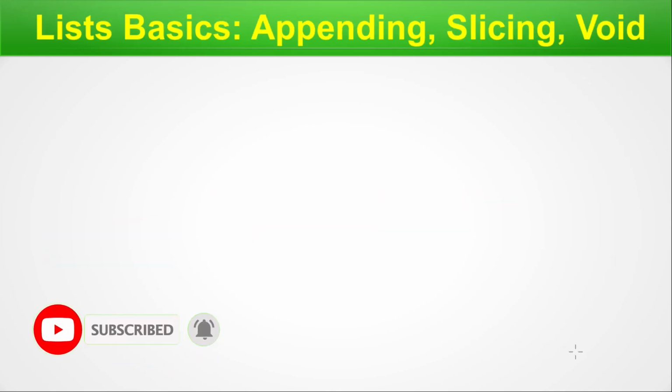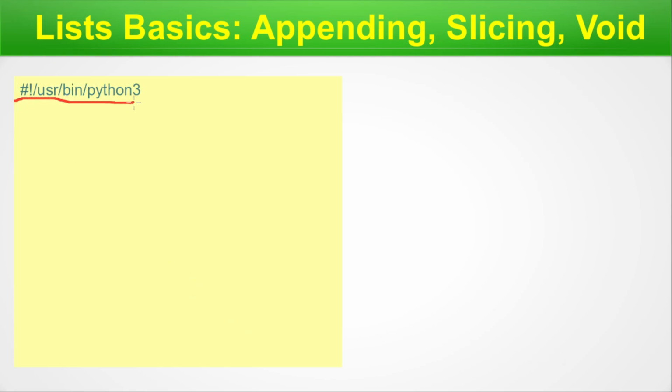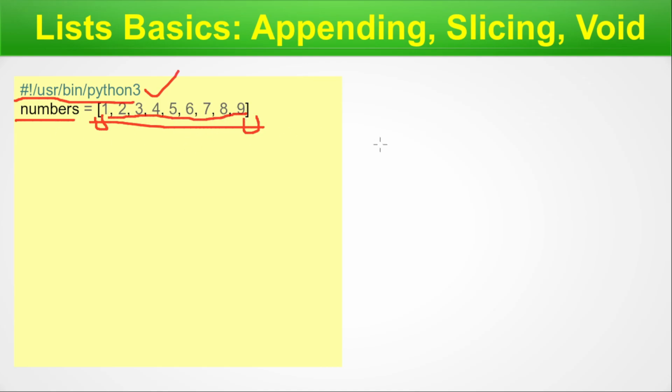List basics, that is appending, slicing, and voiding a list. So here goes our Python code. Since in this series we are learning things through explicit examples, here goes our first example. The first line is hashbang /usr/bin/python3. It's the interpreter. Next, we have numbers, and here we have a list. A list, you can see, is denoted by square brackets starting and ending, and in between we have comma separated values. So this will make a list.